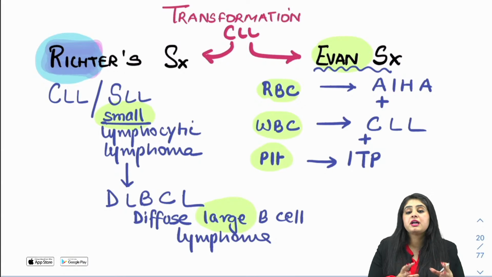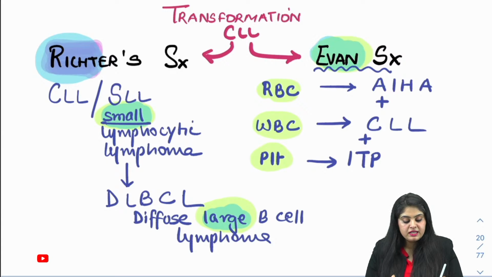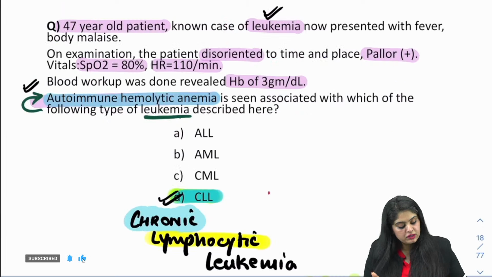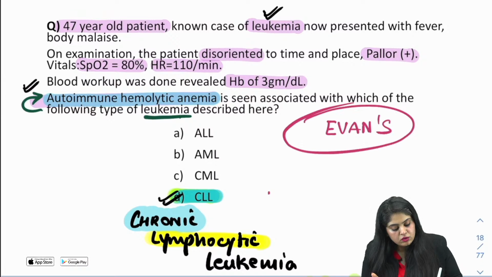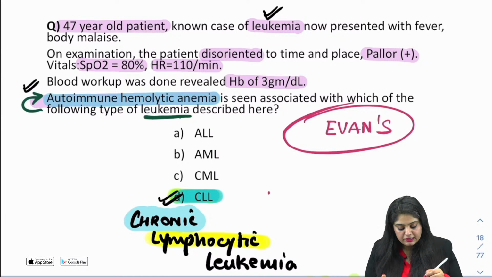What is Richter's? Becoming rich. So, a small lymphoma becoming a big lymphoma. SLL going to DLBCL. Whereas, what is Evans syndrome? Evans is everyone. Everyone means RBC, WBC, platelet, everyone is getting affected, and this was a classical case of Evans that was given to us. Okay, having said that, this leukemia also seems to be done in its summary. Let's move on to the next one.